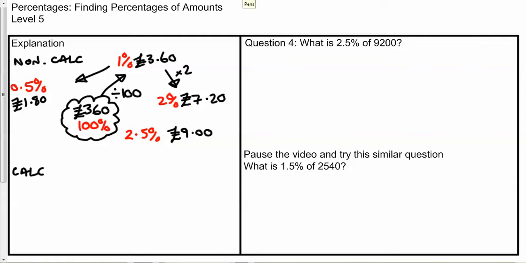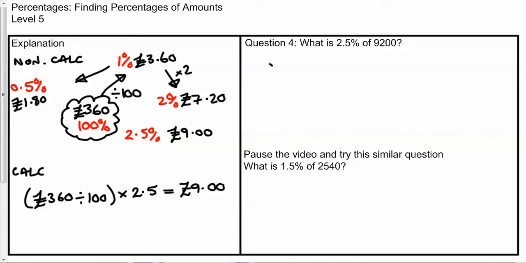Now that's how you do it without using a calculator. Let's have a look at how it would work on the calculator. The easiest way, if we're going to take my £360, if I divide it by 100, that gives me 1%, and then if I want to find 2.5%, I just need to times it by 2.5. So that is how I would find my 2.5%, which would be £9.